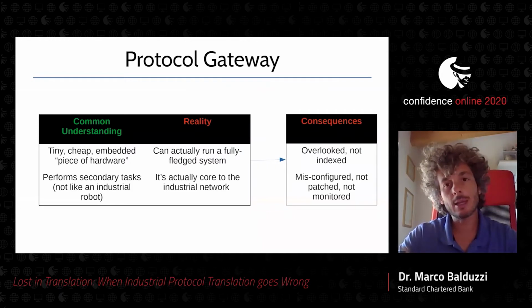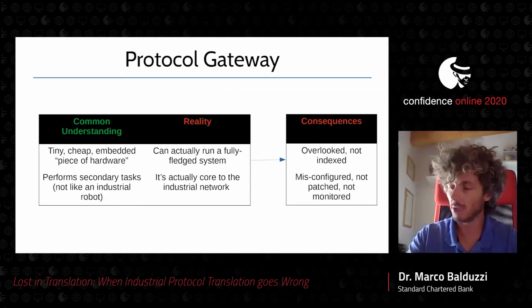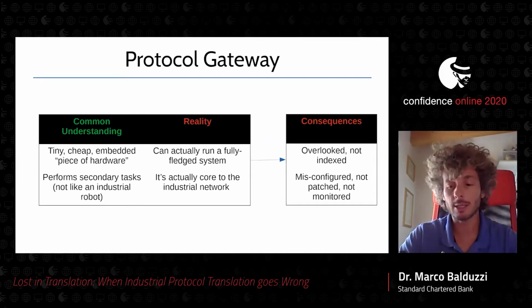So a common understanding is that protocol gateways are tiny, cheap, embedded pieces of hardware. Often they are hidden somewhere in a server farm, so they are not visible. Actually, that's not true, because these devices run a fully fledged operating system. Some have an embedded Linux operating system, others have another real-time operating system running. So they really run a full system, right?